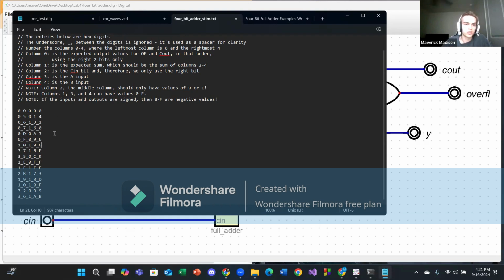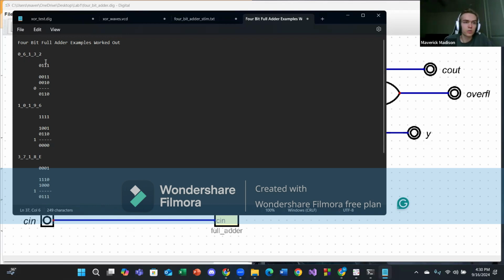In this case, I'll just select a few of them and add them all up in Notepad just to show you what we should expect in the 4-bit addition whenever we do it in Digital. So here are all my examples written out in Notepad. So first, let's go over the first one.